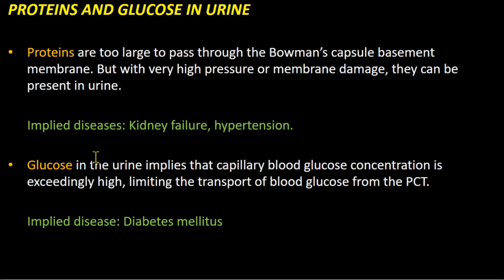If you end up with glucose in the urine, you're actually supposed to have none. This is going to imply that capillary blood glucose concentration is exceedingly high, and this is going to limit the transport of blood glucose from the proximal convoluted tubule. So basically, not enough glucose is going to make it back into the bloodstream. In fact, all of it is supposed to make it back. So if you end up with glucose in the urine, the implied disease here is going to be diabetes mellitus, whether it's type 1 or type 2.